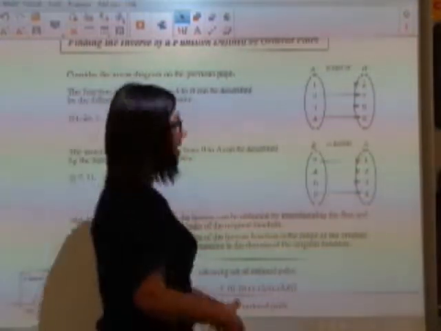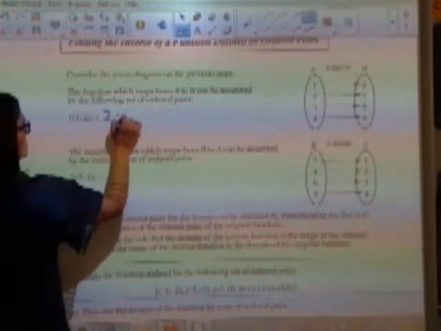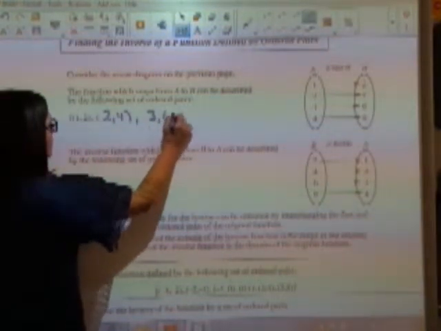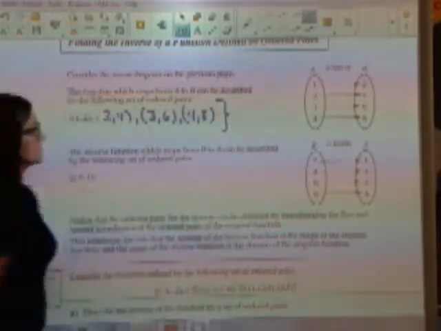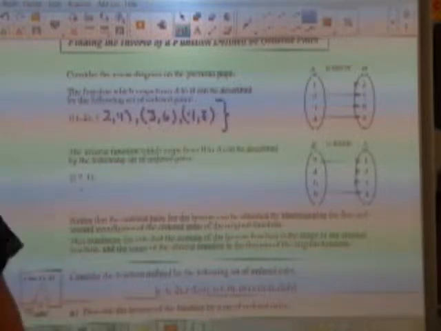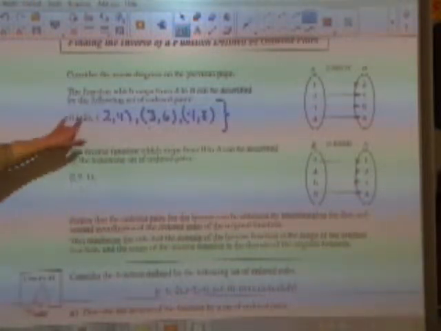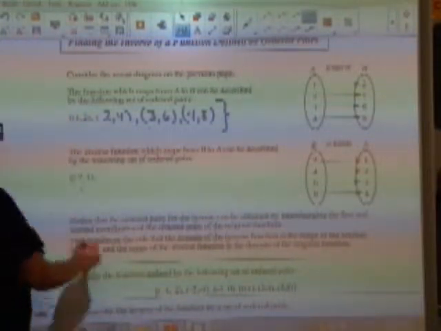Now, suppose in our mapping question from the previous page that 1 to 2, 2 to 4, 3 to 6, 4 to 8 were to become ordered pairs: 1 and 2, 2 and 4, 3 and 6, 4 and 8. So the squiggly brackets tell us that we're dealing with a set, and then the ordered pairs are bracketed for each.